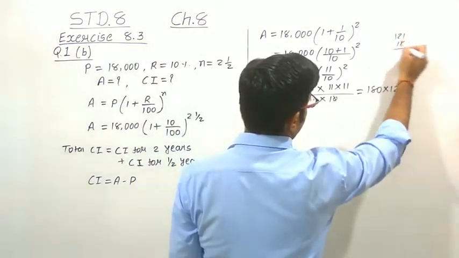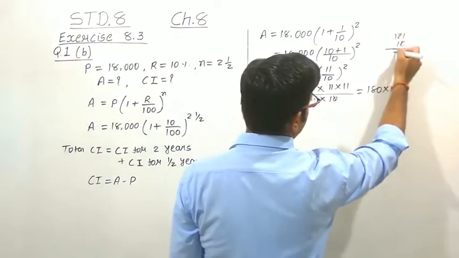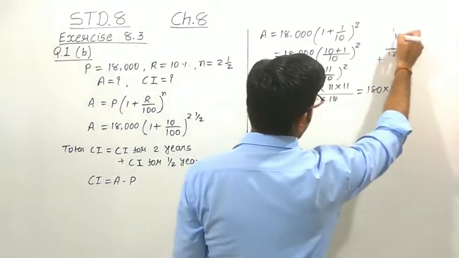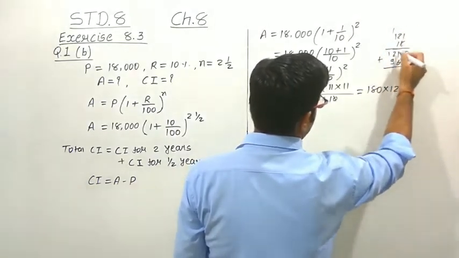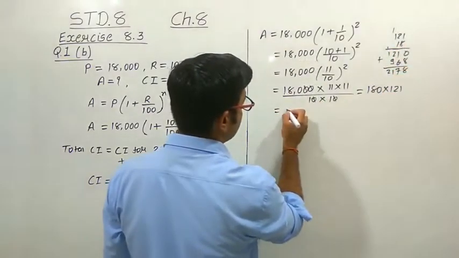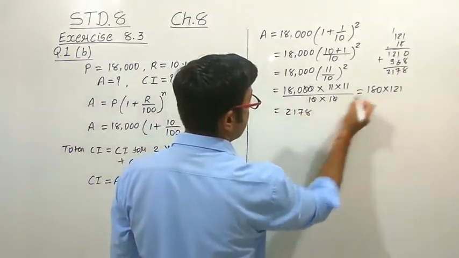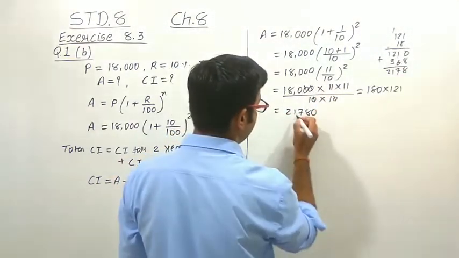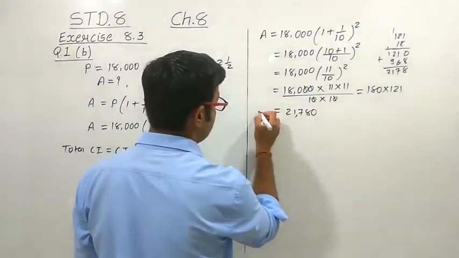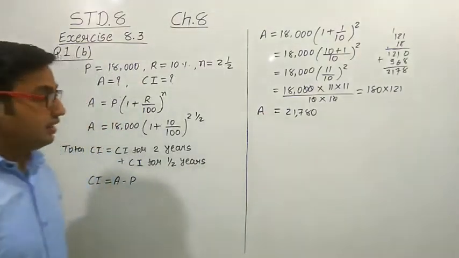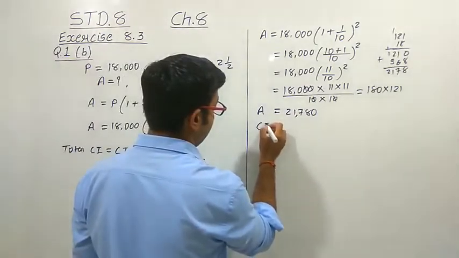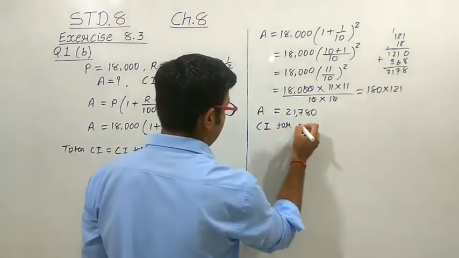121 into 18, that is 0, 1 ones are 1, 2 ones are 2, 1 ones are 1, plus 8 ones are 8, 8 twos are 16, 8 ones are 8, plus 1 9. So 8, 7, 11, 2. 2, 1, 7, 8. That is 2, 1, 7, 8 and 1 of the 0. So here we are getting 21,780 rupees. This is we are getting as an amount. Right? So what will be the compound interest? See, CI compound interest for 2 years.